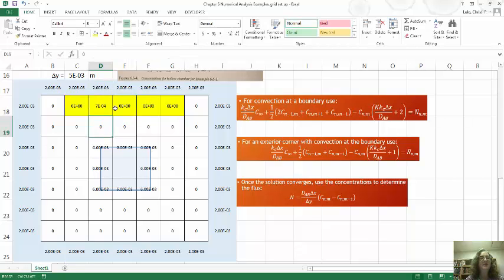So C26, there we go. Let me see how it copies and pastes this time. Ah, now we're fine. Okay, so I'm going to do the same sort of thing.